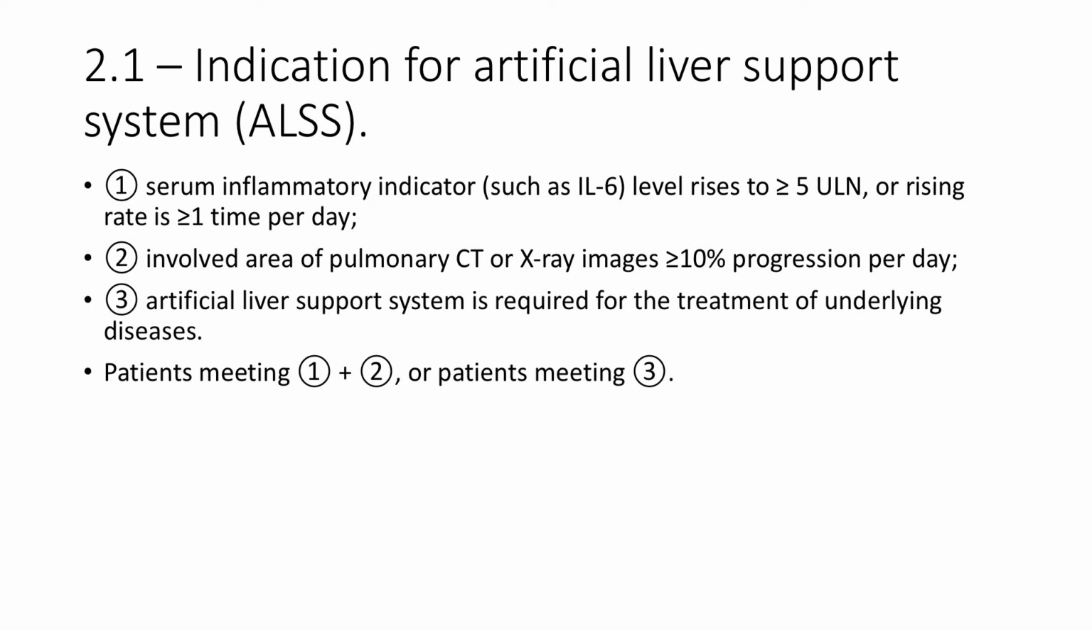Criteria 2 is involved area of pulmonary CT or X-ray images greater than or equal to 10% progression per day. And criteria 3 is artificial liver support system is required for the treatment of underlying diseases. So patients meeting either criteria 1 and 2 or patients meeting criteria 3 are indications for artificial liver support system.